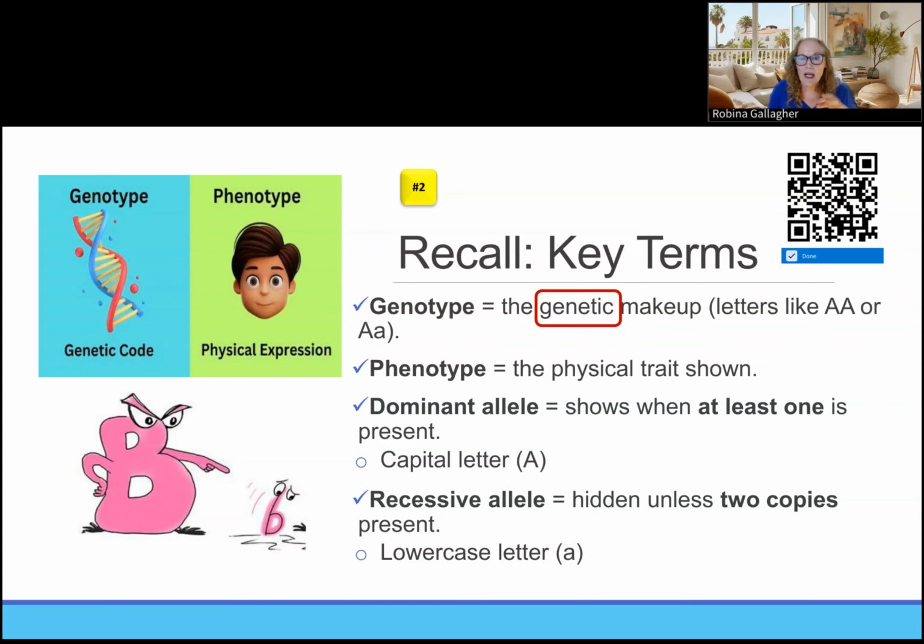Always remember that these alleles are expressed and shown in the phenotype, the observable traits, by the proteins that they code for, right?